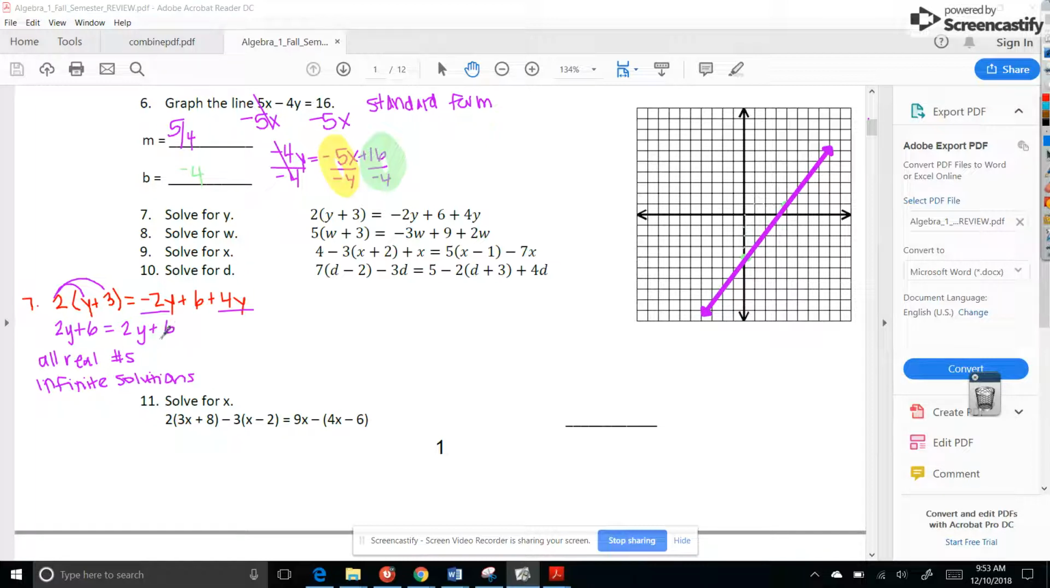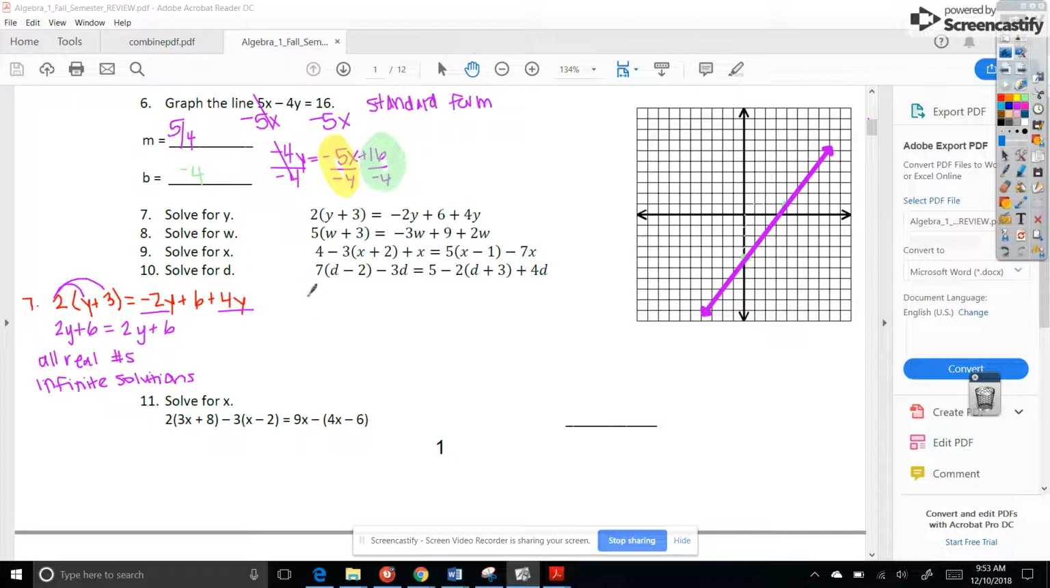For example, if y is 0, 2 times 0 is 0 plus 6 is 6. Same thing on the other side. 2 times 0 is 0 plus 6 is 6. If I make y a 1, both sides would be 8. If I make y a 2, both sides would be 10. Any number is going to keep these sides equal.